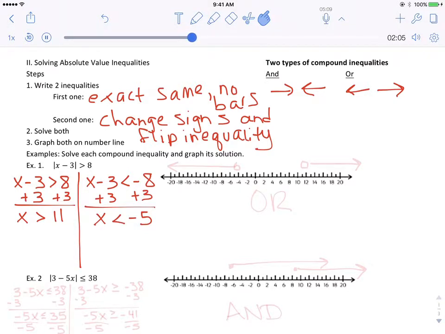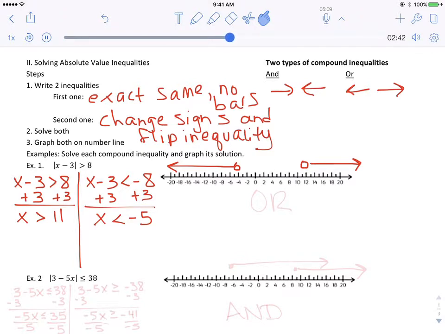So now we come over here to our graph, and we're going to graph our equation. Both of these have no equal sign, so we're going to use an open circle. For equation number 1, x is greater than 11, so we have an open circle at 11. X is greater than, so our arrow is going to the right. On the second equation, x is less than negative 5, so open circle at x is negative 5. It's less than, so it's going to the left.